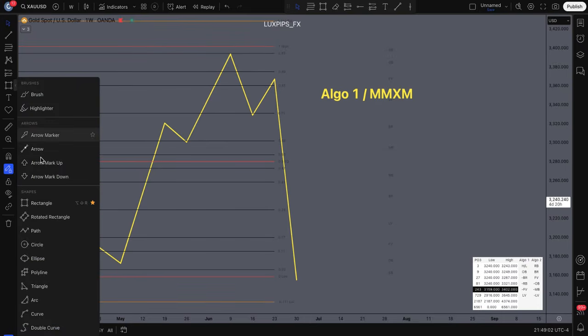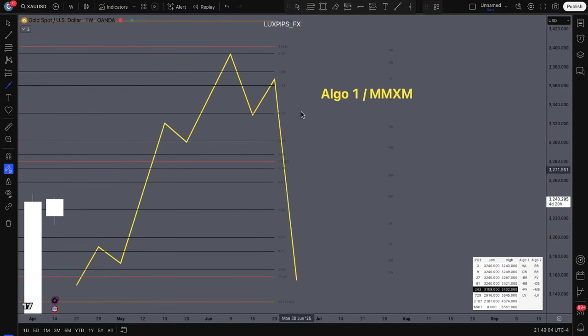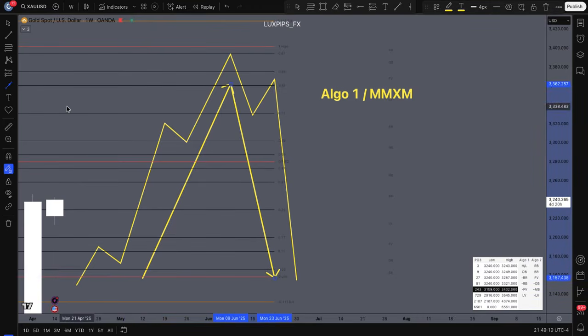I'm sure, as you all know, this is the buy side curve, and this is the sell side curve. This is how I like to visualize Algo 1. On Algo 1, I don't really like to look at the specific points. You can, and it will work in most cases. But Algo 1, I like to see as an MMXM, from the low to the high to the low, or the high to the low to the high.